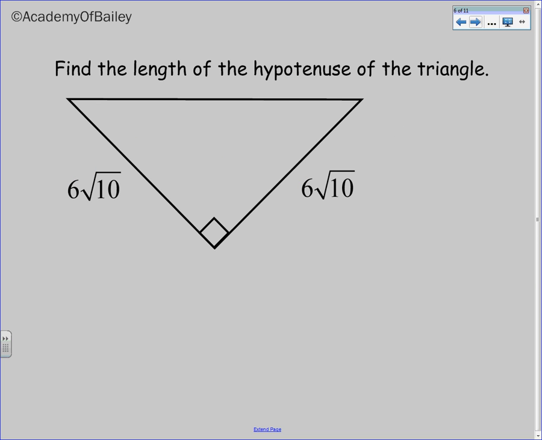You go ahead and try to figure this one out on your own. Pause the video, hit play when you're finished, and match it up with my solution. Find the length of the hypotenuse of the triangle. So we know this is equal to x. So we're going to say the hypotenuse is equal to x times the square root of 2.